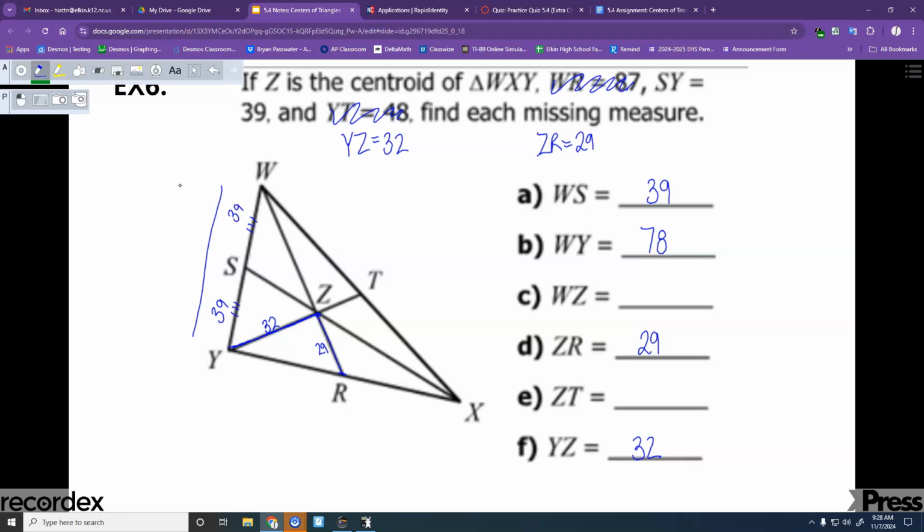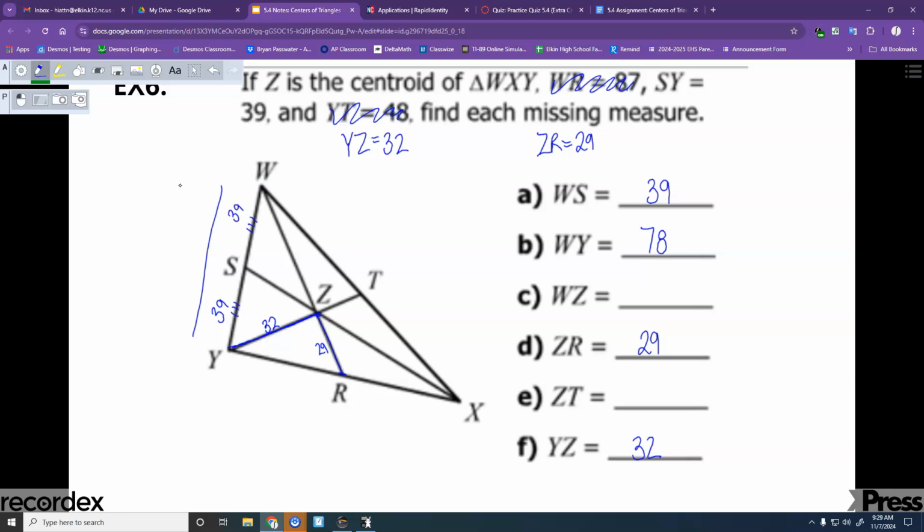All right, what is WZ going to be? What do you think, Jonas? 58. 58. How'd you get it? I did 87 divided by 3, and then I subtracted that from 87, which was 29.